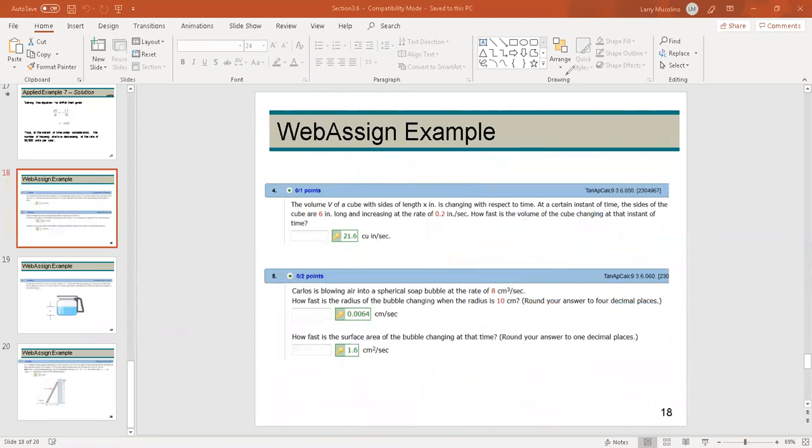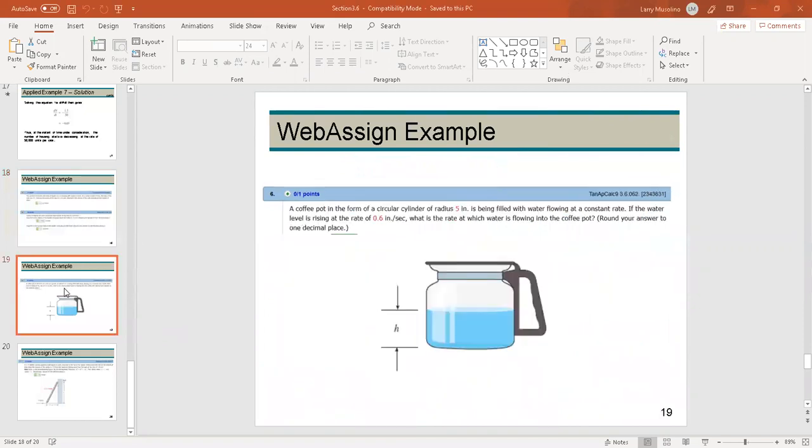All right, let's do one or two more examples. Let me come here to this example about a coffee pot. So it says here, a coffee pot is in the form of a cylinder. The radius is 5, and it's being filled up with water. And it says the water level is rising at a rate of 0.6 inches per second. What is the rate at which the water is flowing into the coffee pot?